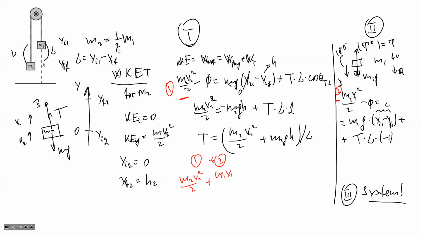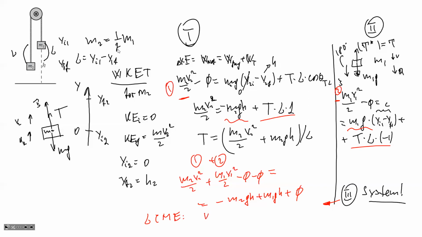Squared. No kinetic energy initial for both. Should be equal to what? Well, and what happens to work done by tension? It disappears, it's getting canceled. Because it's TL times 1, and this is TL times -1. And what do we see here? Well, we basically see here the law of conservation of mechanical energy with no friction, kinetic initial plus potential initial equals kinetic final plus potential final.